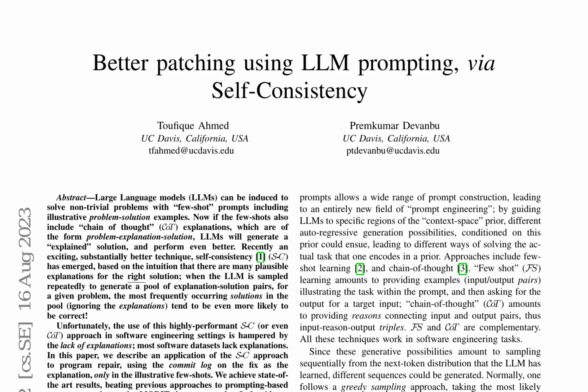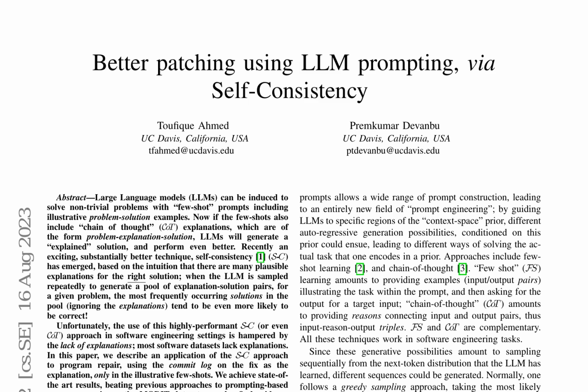Large language models, LLMs, have been successfully applied to various software engineering tasks, including program repair, leveraging techniques such as few-shot learning and chain-of-thought prompting. Recently, the self-consistency approach has emerged as a promising method, which involves generating multiple explanation-solution pairs for a given problem and selecting the most frequently occurring solutions.